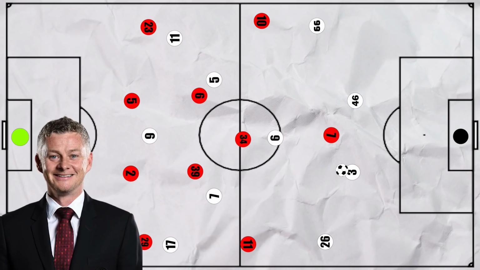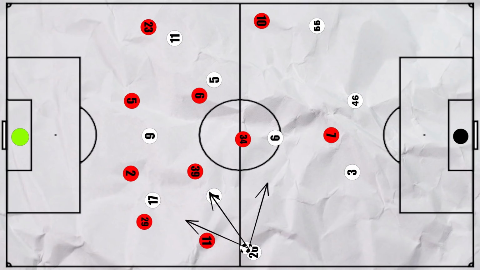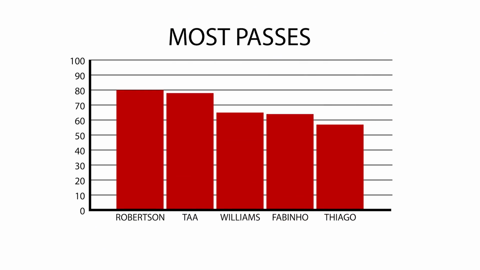But Solskjaer should also be credited for his constant adaptation to Liverpool's threat down the left-hand side. Curtis Jones tended to tuck in early, whether into midfield or the half space up front, meaning that Robertson pushed high early and looked to dictate the play, and he did have the most passes for Liverpool.